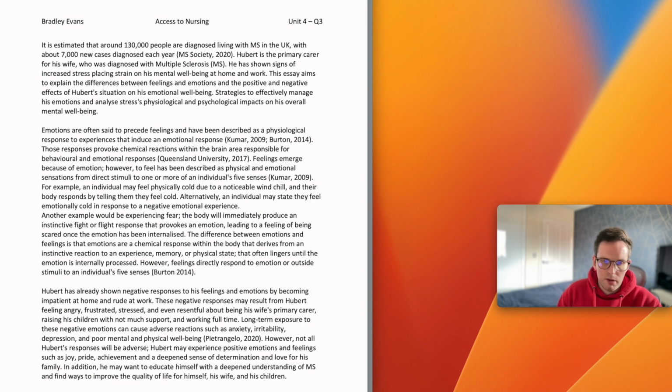The differences between emotions and feelings is that emotions are a chemical response within the body that derives from an instinctive reaction to an experience, memory, or physical state, and this often lingers until the emotion is internally processed. However, feeling directly responds to emotions or outside stimuli to an individual's five senses.